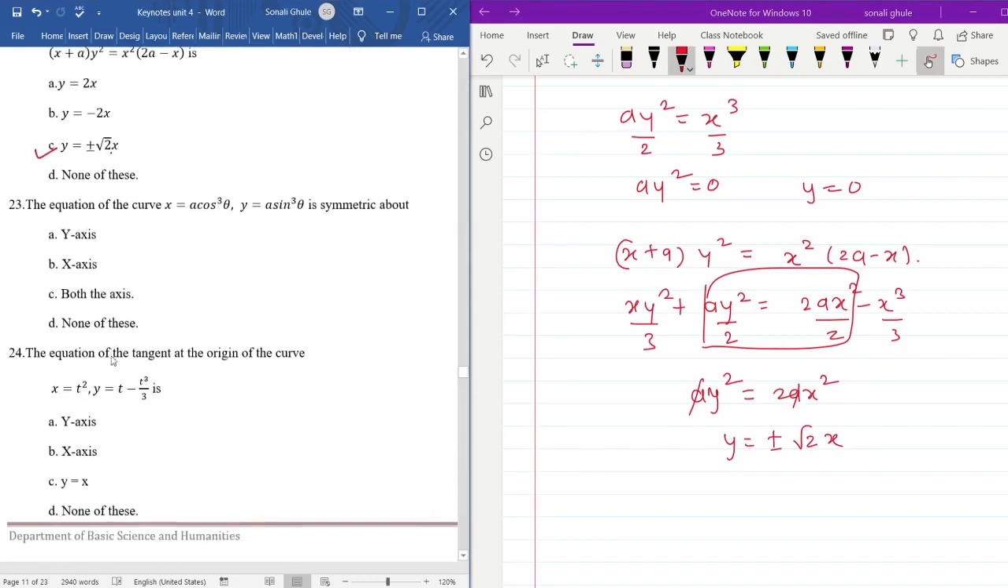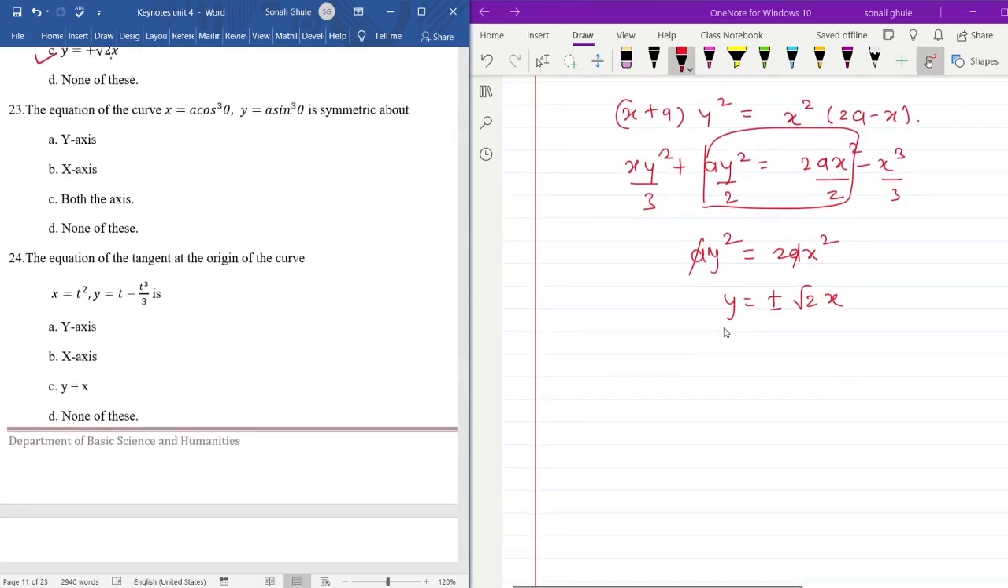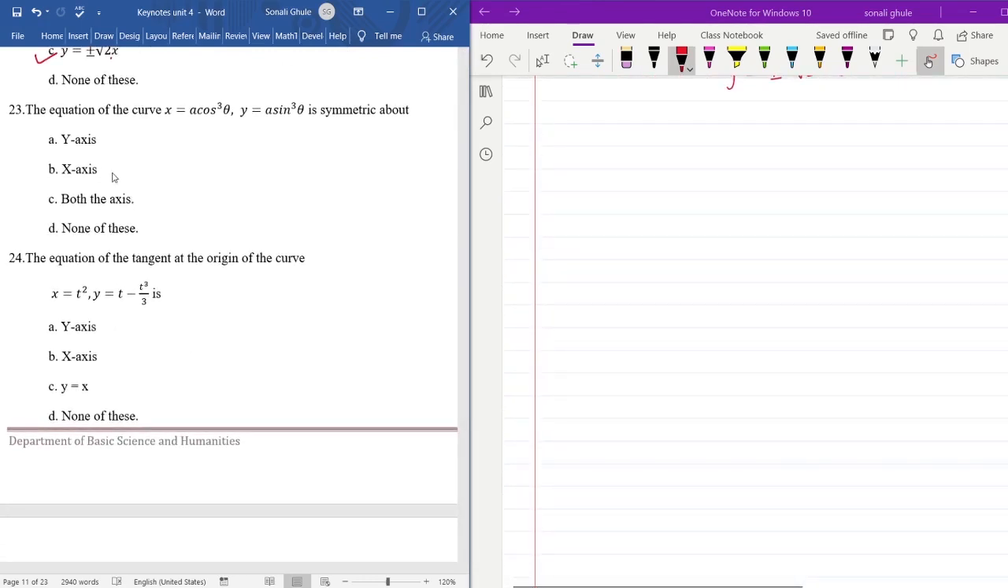Then let's solve your next example. The equation of curve is symmetric about. Now listen, this is the asteroid. An asteroid is symmetric about both axes. Okay.